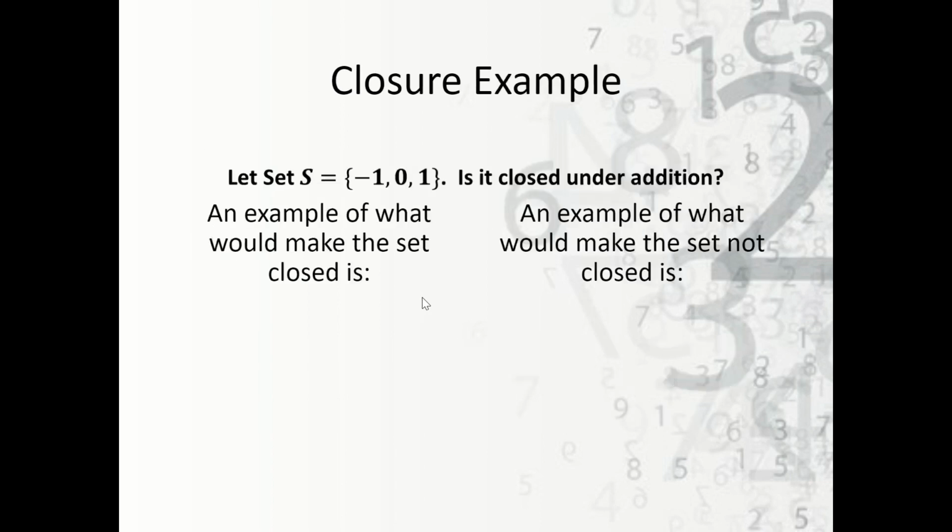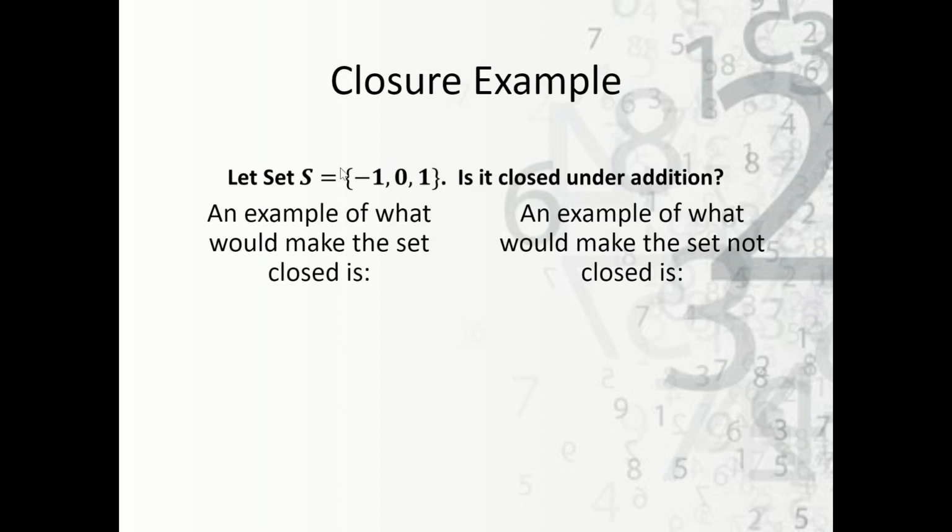Okay, so let's take a look at what this means. Here's an example. We have the set of -1, 0, and 1, and want to know, is it closed under addition? What that means is I'm going to take each of these elements, like -1 and 1, and when I add them together, I get 0, which is in the set. So that means that the set might be closed.